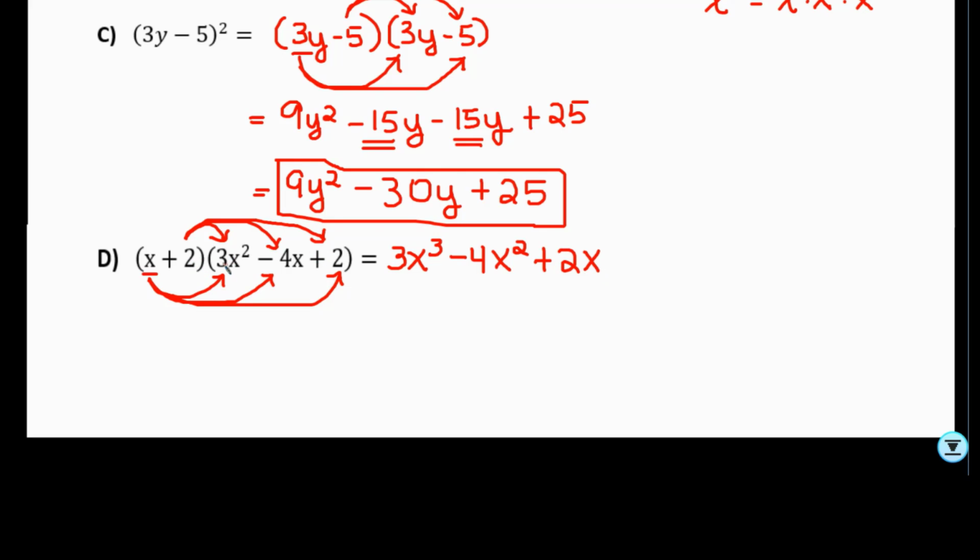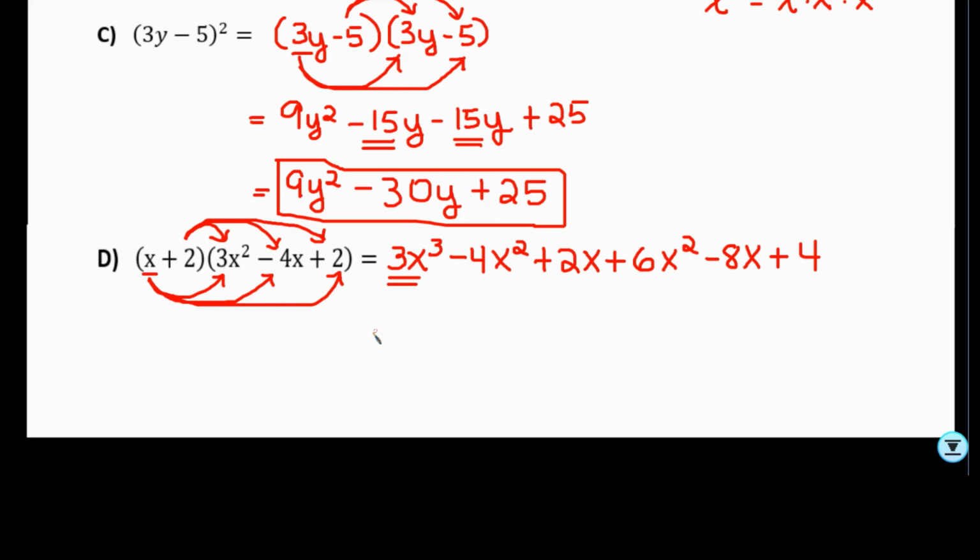Then we're going to do 2 times 3x squared will give us 6x squared. Then 2 times negative 4x is negative 8x. And 2 times 2 gives us positive 4. All right, now that I have that, I'm going to combine like terms.